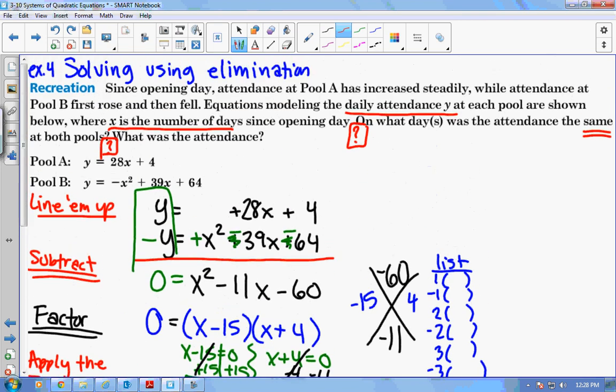The second question is, what is the attendance? So on day 15, both pools have the exact same attendance. That's why it's a solution, because the two graphs intersect. So on day 15 they have the same attendance, which is our x. How do we find how many people attended on that day? We know x. How do we find y? Y is the number of people who attended that day.